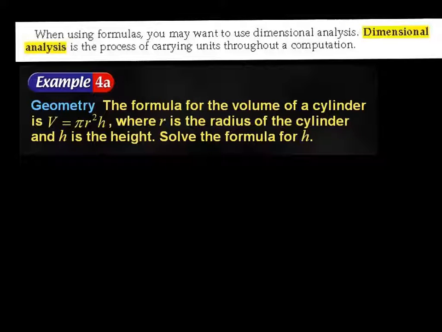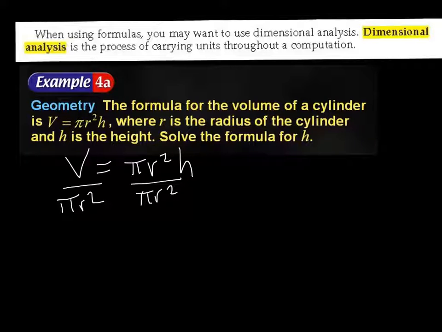Dimensional analysis is the process of carrying units throughout a computation. We'll use dimensional analysis on part B of example 4. The formula for the volume of a cylinder is V equals pi r squared h, where r is the radius of the cylinder and h is the height. Solve the formula for h. Okay, so we have V equals pi r squared h. h is being multiplied by pi and r squared. So to undo multiplying, all we have to do is divide. And we're done. We'll rewrite it. h equals V divided by pi r squared.